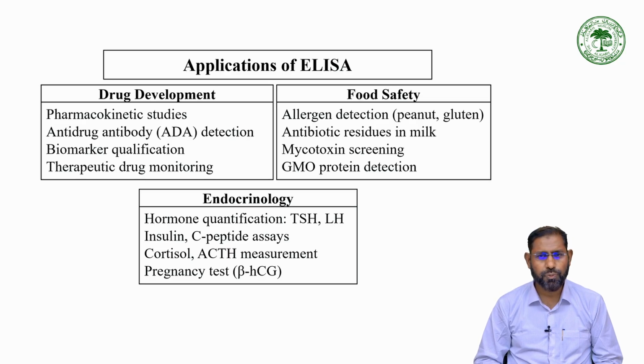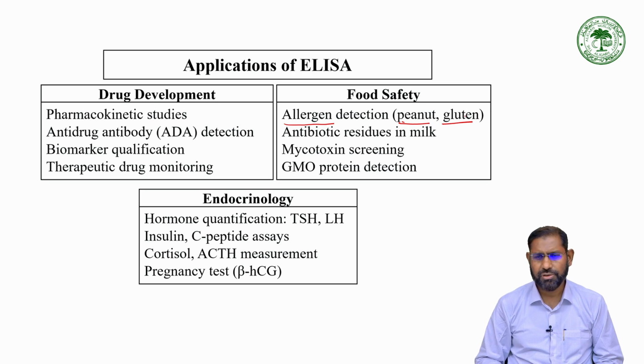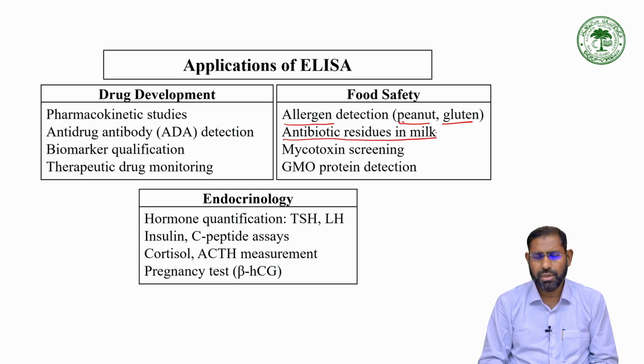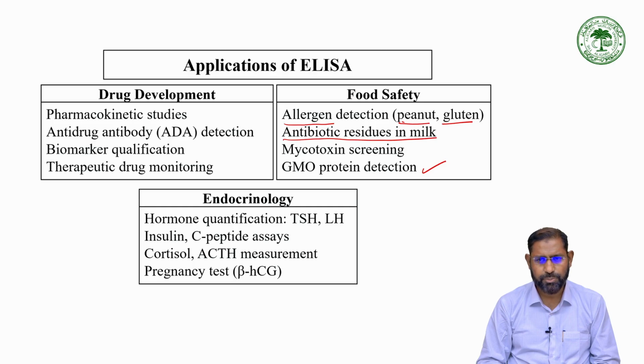And also it is used for food safety when we want to check for allergens. So in the case of food, like peanut allergen and gluten, this is according to allergy, that's for food safety. Then also we check antibiotic residue in milk; if any antibiotic residue is present in the milk, we check it with ELISA. Then also we use mycotoxin screening with the help of ELISA, and also we check genetically modified protein in any food items, grains or feed, genetically modified protein products.